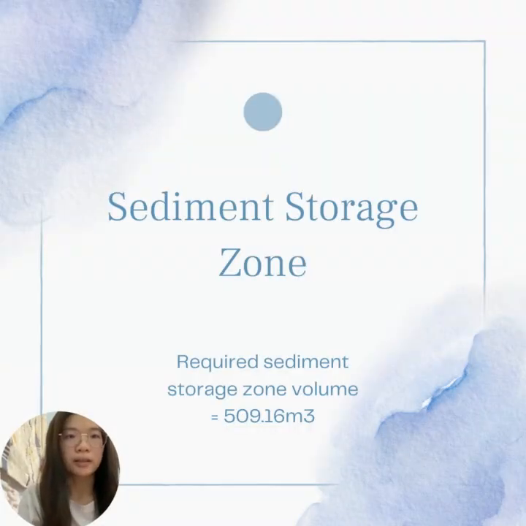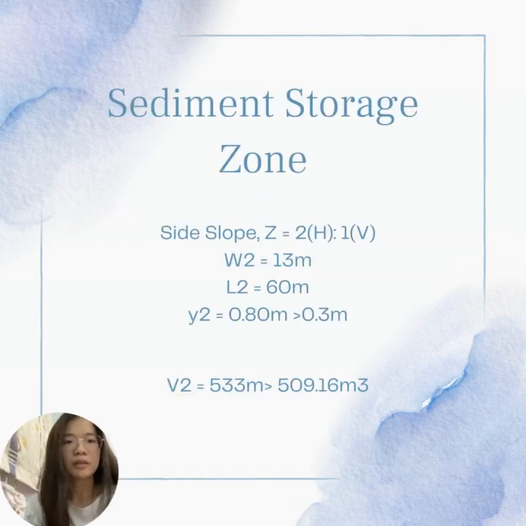Then we need to determine the sediment storage zone. The required sediment storage zone volume equals 509.16 cubic meters. For the sediment storage zone, the side slope equals 2 horizontal to 1 vertical. W2 equals 30 meters, L2 equals 60 meters. Y2 equals 0.8 meter, which must be greater than 0.3 meter. V2 equals 533 cubic meters, which must be greater than the volume required, equal to 509.16 cubic meters.